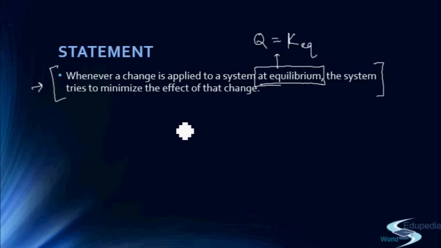Whenever a change is applied to any system present at equilibrium, that system itself will counteract it. The change here was externally applied, the change was applied by me to the system. Now the system by itself will try to minimize the effect of whatever change I applied. So this is being done by the system itself.